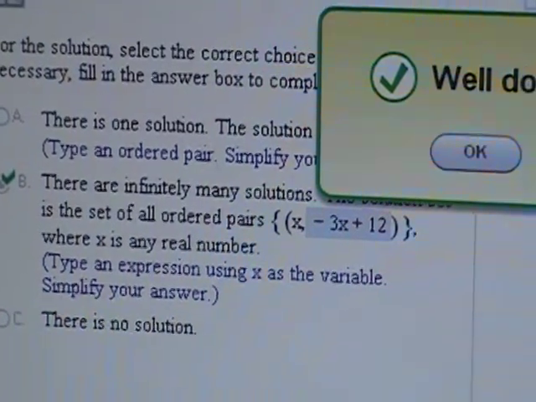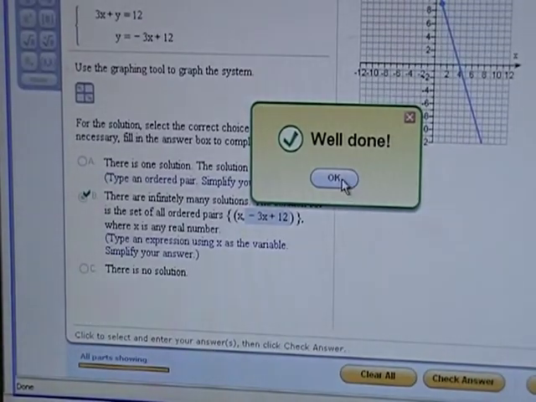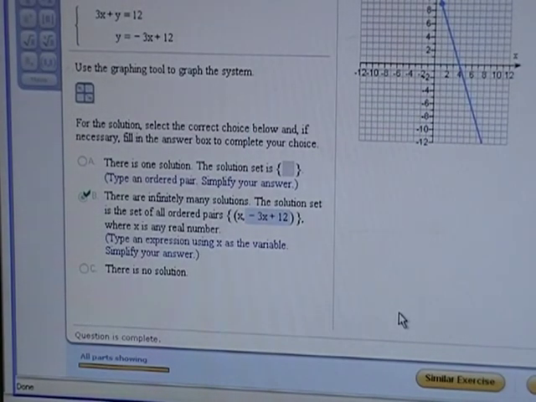Okay? So that's how we do that type of problem in MyMathLab. If you have any questions, please let me know.